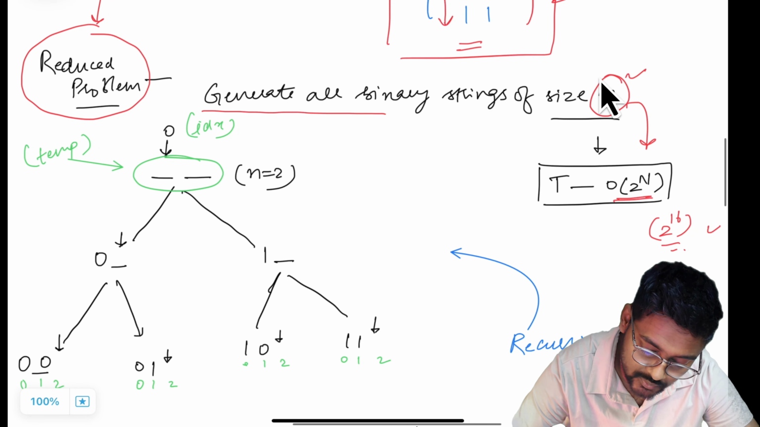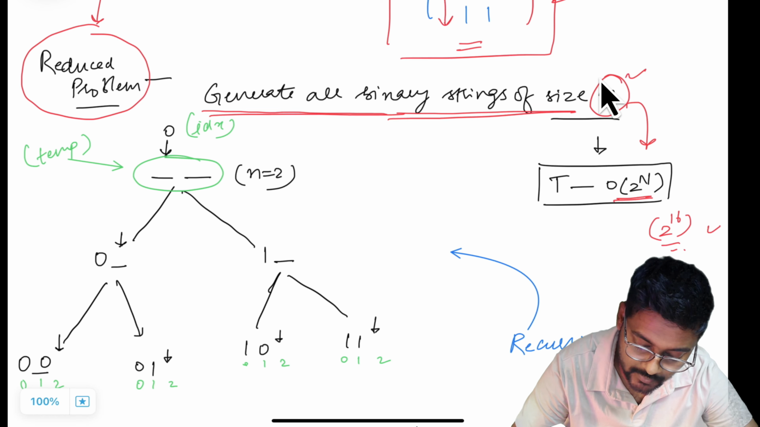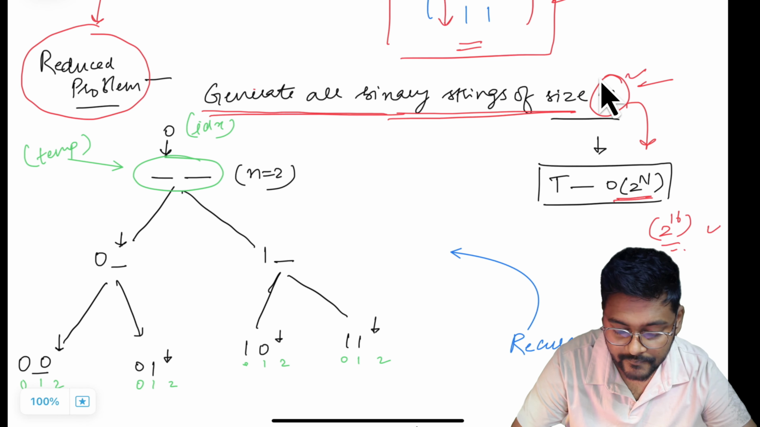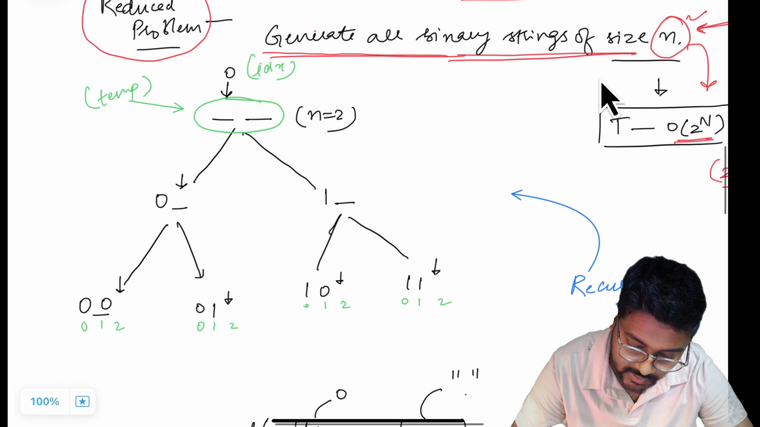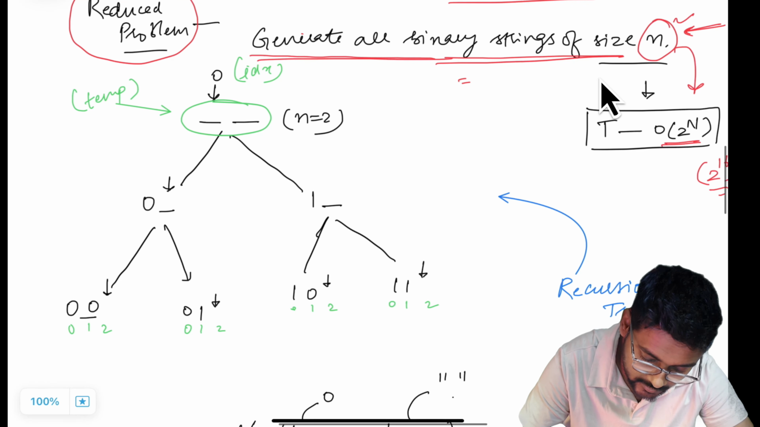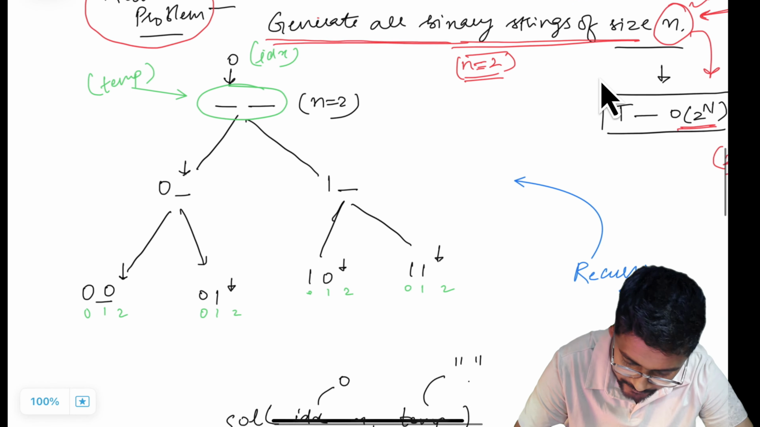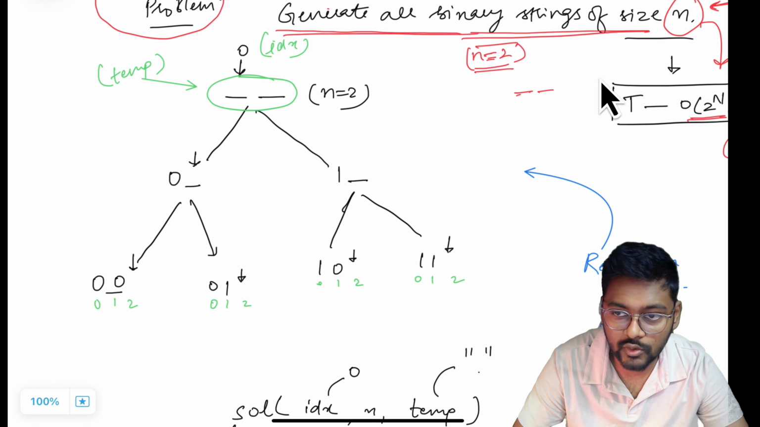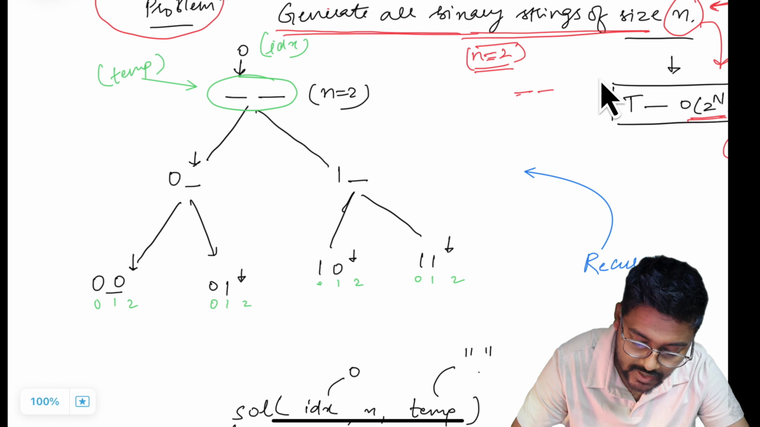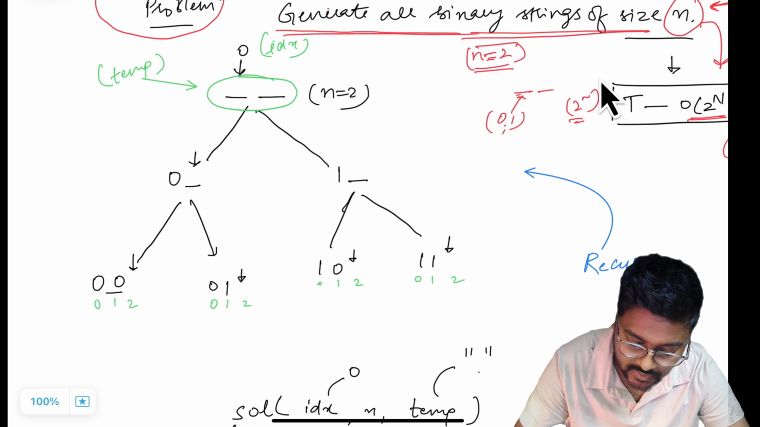Now you have to have a look at this reduced subproblem, generating all binary strings of size n, and I hope you are able to do it comfortably. Let's also give it a revision. Let's say n is equal to 2. So if n is equal to 2, our binary string will also have 2 elements. 2 elements means every element can have either 0 or 1. That's why it is becoming 2 to the power n.